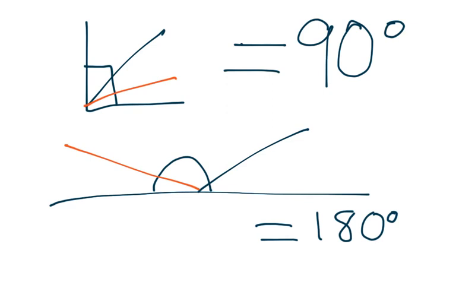Tomorrow, whatever tomorrow may be for you, so that will either be Tuesday or Thursday, you're going to be doing a very similar activity to this, but rather than finding missing angles on a right angle or a straight line, you'll be finding right angles around a point, which means a full turn. So that will be coming up tomorrow.